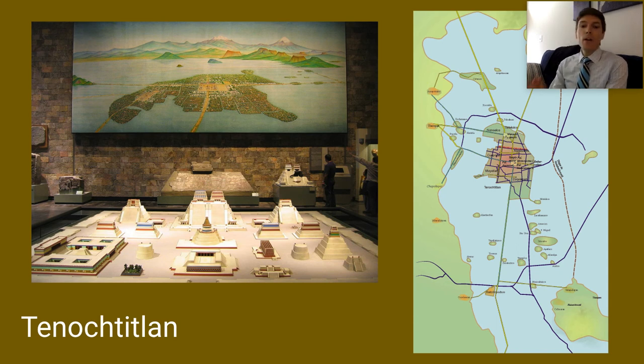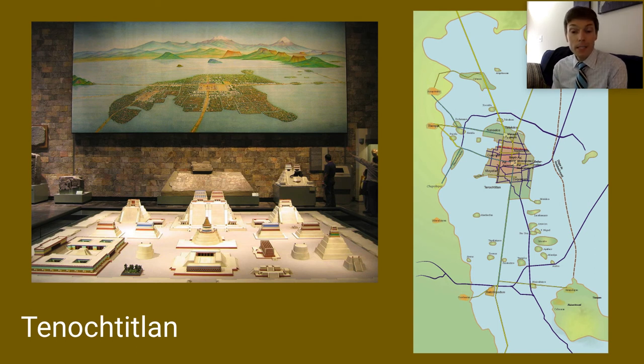And to provide water for the city, they built a network of aqueducts, as you see here on the map. And then at the center of the city, as you see in the model pictured, they built a pyramid that rose 150 feet in the air. And that Great Pyramid and other pyramids and temples were made of stone.